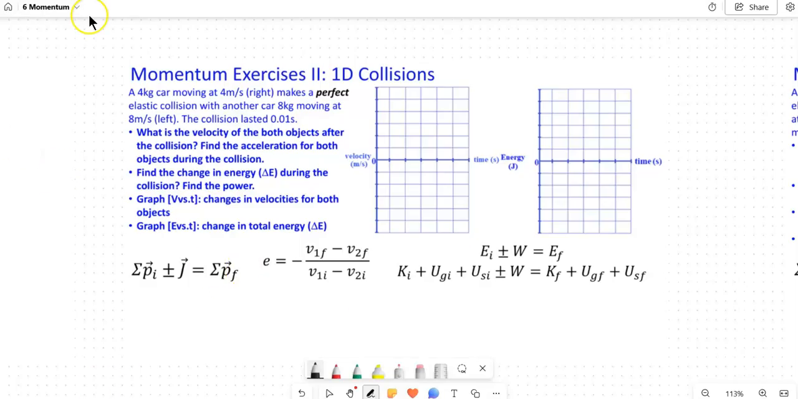Now, here it says this is a 1D collision problem. There's a car moving at 4 meters per second to the right, and it makes a perfect collision with another car that is 8 kilograms moving to the left at 8 meters per second. They state the collision lasts 0.01 seconds. Since it's a perfect collision, we can assume the coefficient of restitution is equal to 1.